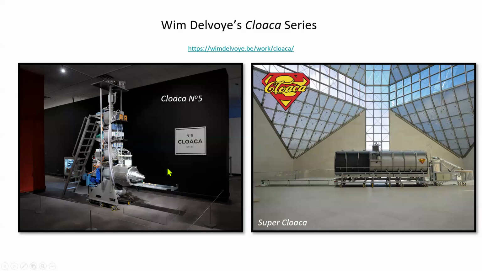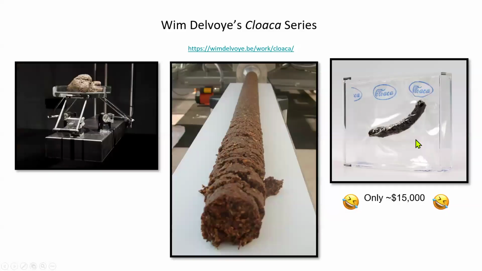Here's Cloaca number 5. Here's Super Cloaca. And here's some of the products that come out of his Cloaca machines. As you can see, they look just like poop. And at the end, many of these art, what's the word I'm looking for? The places that display the art, museums, that's the word for them. They will actually bag these up in little vacuum sealed packages and sell pieces of turds for $15,000 a piece. And people will buy them because once again, it's art and it's poop that's created by a machine.